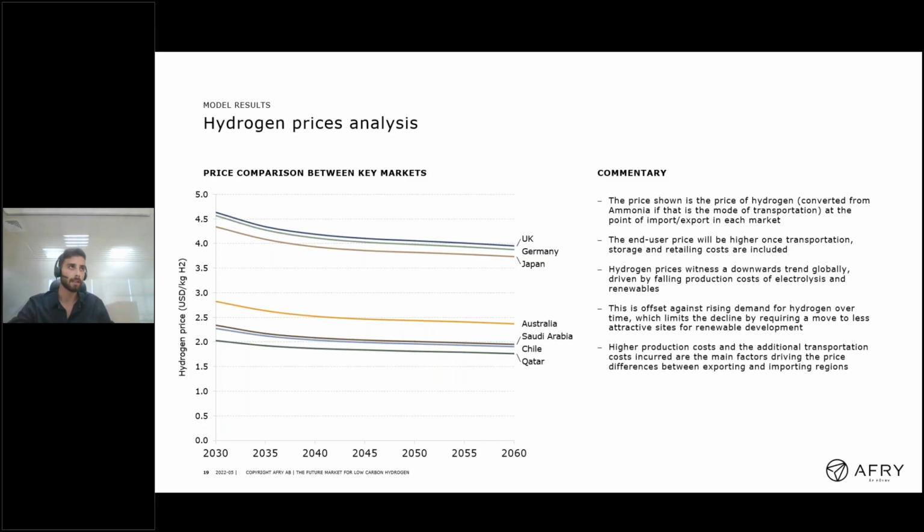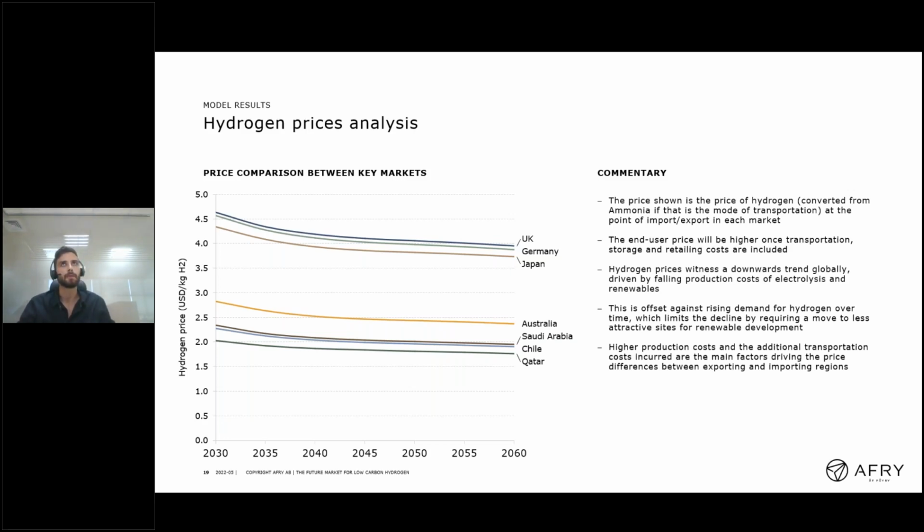The second thing that we can observe is the general downwards trend. No matter which market we're looking at, whether it's exporting or importing, there's a decrease in hydrogen price over time. And this can be largely attributed to the decrease in capital expenditure for hydrogen production, which automatically drives down production costs. And as you can see, the curve flattens as time moves on.